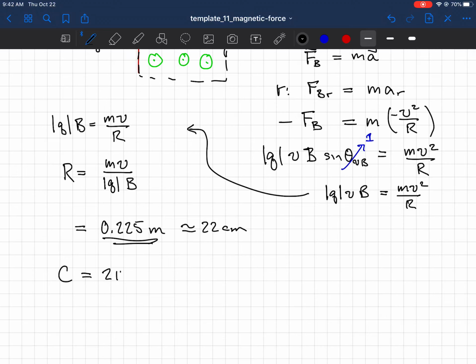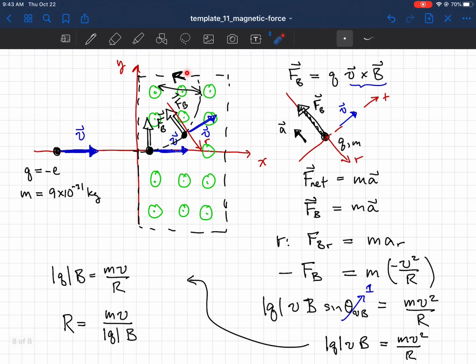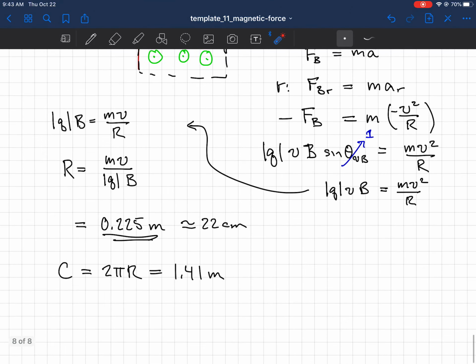What's the circumference of my circle? Well, it's 2 pi r. And so that is about 6 times 22 centimeters. So that's about 1.41 meters. The circumference would be all the way around, but you can see from this picture, it's definitely not going to go all the way around because this was 2 meters here. So in fact, it's going to go halfway around, and it's going to exit up here somewhere. So it's going to exit after going a distance of 0.7 meters, which means that it's going to exit exactly at the 2r point.